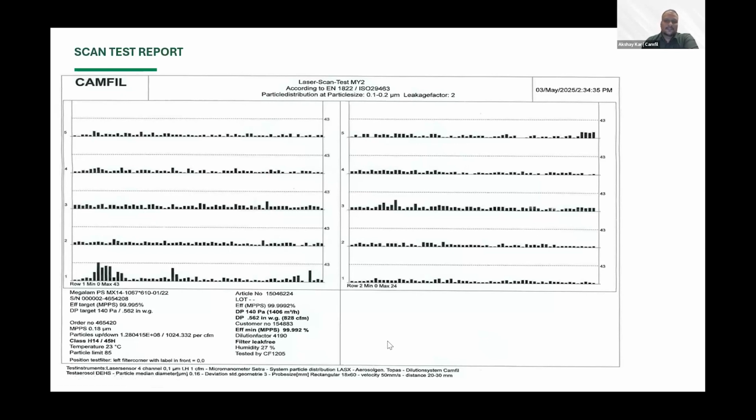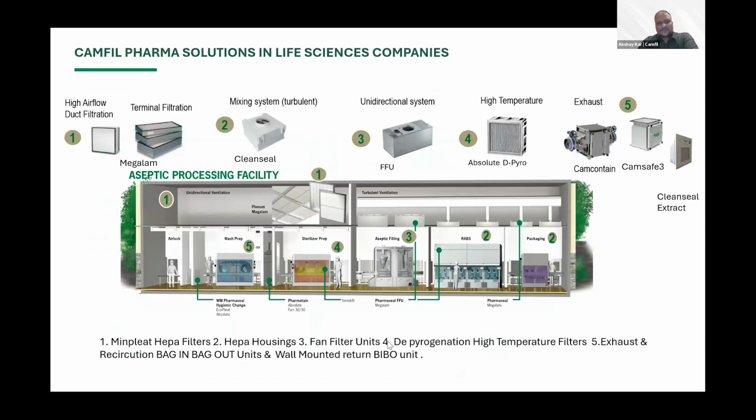Now this is the pharma solutions which we are offering in the life science company. So mostly we have mega lamps. This is the model for our mini pleat HEPA filters, and this is a general view of a clean room area, which starts from air handling unit, giving the unidirectional ventilation to different areas. Then we have a packaging area, we have wraps, we have aseptic filling area, then we have sterilization preparation area, then we have washing preparation area, and this is the airlock. So for each and every section, we have a product to offer.